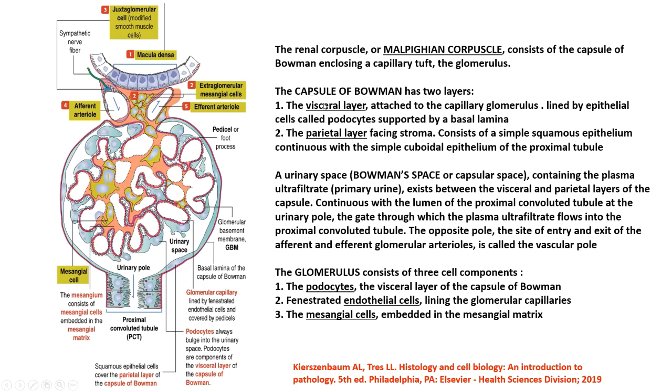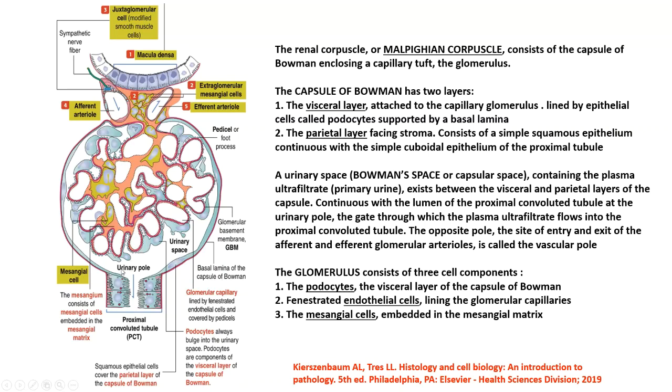And this capsule of Bowman again has two layers. Starting from the inside and going towards the outer aspect, you have the visceral layer, which is sitting atop the glomerular capillary loops, and which has cells known as the podocytes. And then you have the separation by a clear space, that is the urinary space, the Bowman space. And this again is surrounded by an outer parietal layer, which comprises simple squamous epithelium.